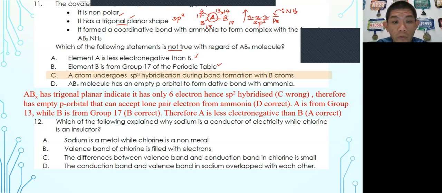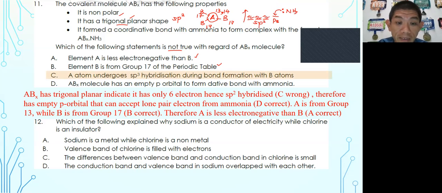Number 12, which of the following explains why sodium is a conductor while chlorine is an insulator? Is it because A, sodium is a metal while chlorine is a non-metal? That does not explain anything at all. B, the valence band of the chlorine is filled with electrons. Yes, it is filled with electrons, but conductivity not only depends on the valence band, it's more towards the conduction band.